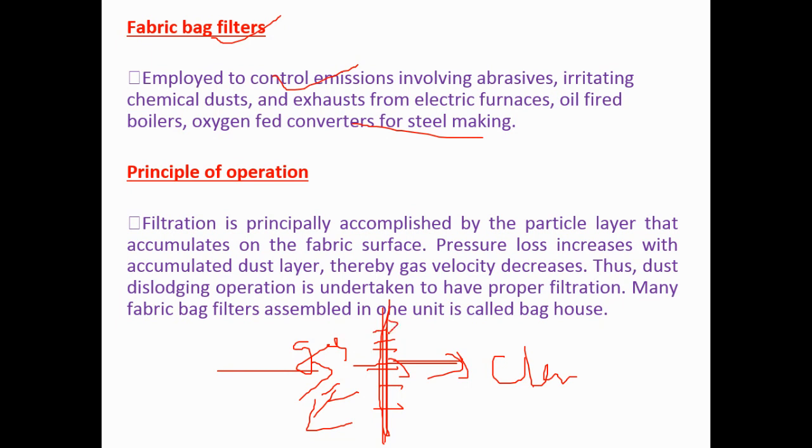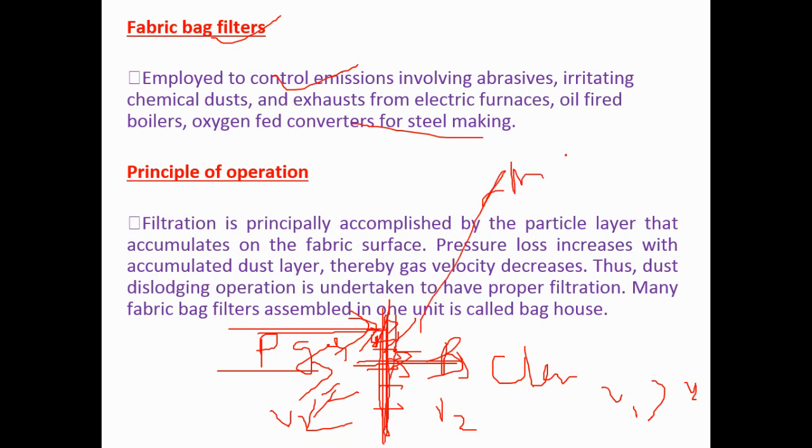Because the pores are small, some pressure is dropped inside the air. Pressure drop means the air is moving at great velocity, and by the clogging of the pores, the pressure of the air drops across this membrane, so the velocity decreases. If the velocity here is v1 and the velocity of the gas here is v2, then v1 is always greater than v2. So for proper filtration, periodically you have to clean the dust from the pores, and this is done by a mechanical shaker or jet airflow.